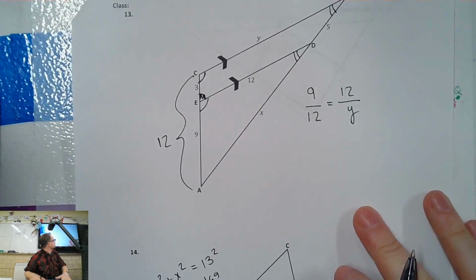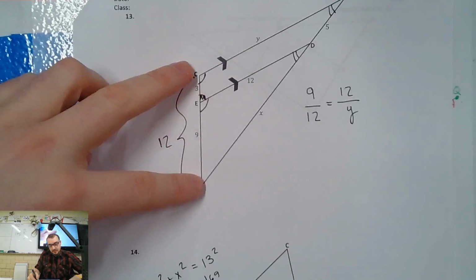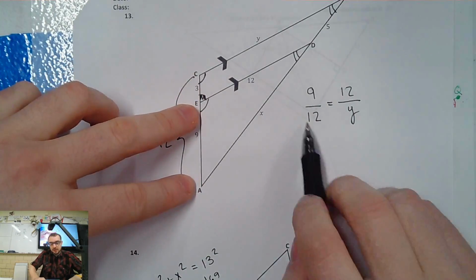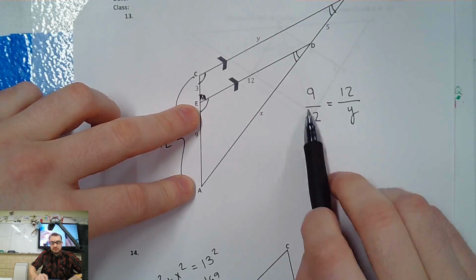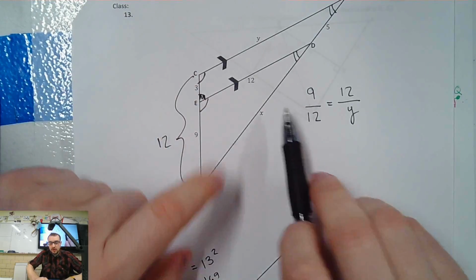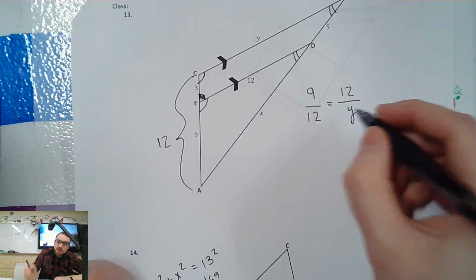Cool. So we know this side on the big triangle is going to go with this side in the small triangle. I wrote that. I started with the small going to big. So I go with small here, going to big. So 12 goes to y, right?